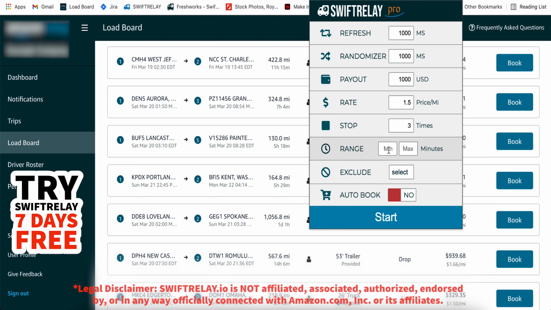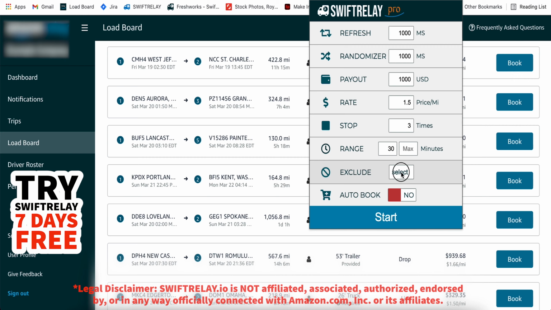So you're going to get a strike against your record. If your truck is 20 minutes, 25 minutes away from this particular pickup area, then I'd say put 30. So 30 minutes is the first pickup time. You're giving yourself 30 minutes to get there if you win a load. So your SwiftRelay is going to look for the loads that are at least 30 minutes to get to.